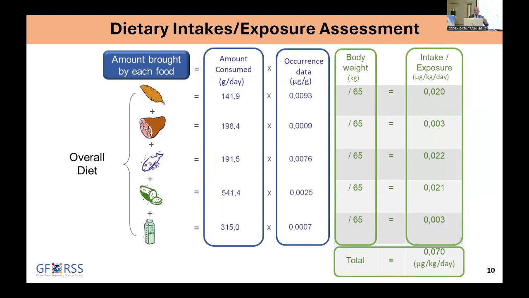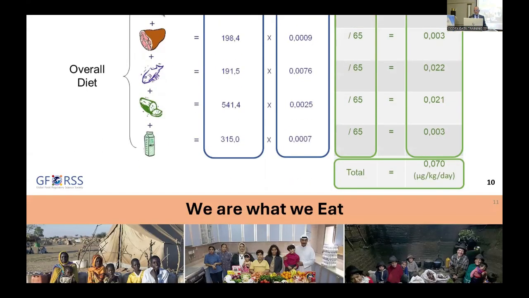I will skip this since Dr. Karima mentioned the way that we can calculate from the consumed quantity and the occurrence data, finally, the exposure assessment for the dietary intake that will be needed for the risk assessment. So we consume several products, and from those products, we can finally generate one data point regarding our exposure assessment.